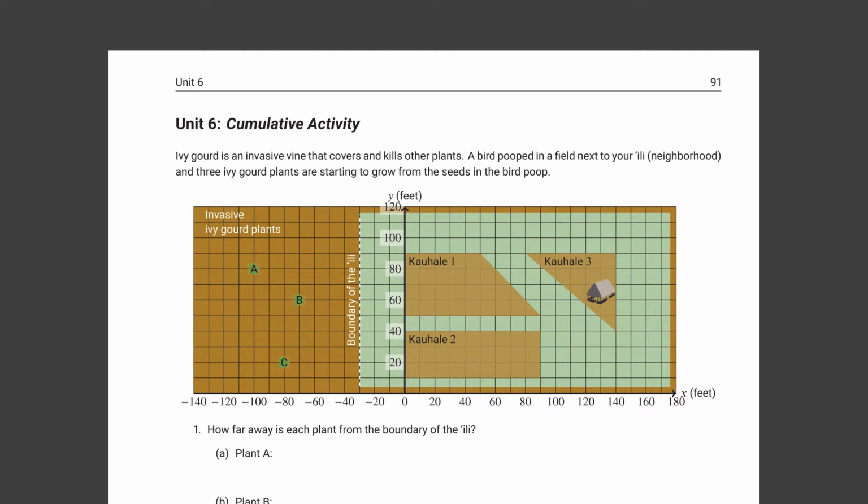In our map, we see that 3 ivy gourd plants have started to grow just to the left of the ili. In part 1 of our activity, we need to determine the distance of the plants from the boundary of the ili. Please pause the video and find the distance of plant A.